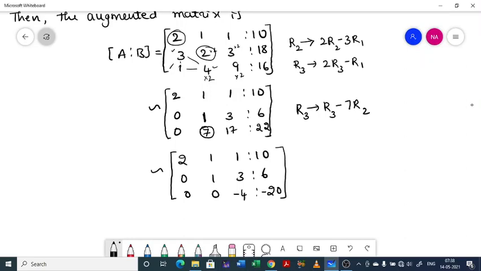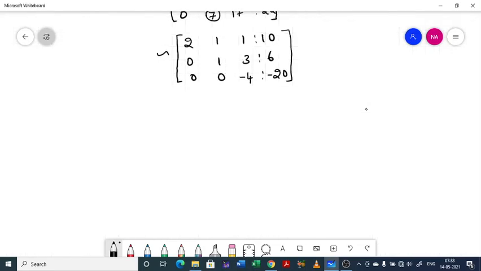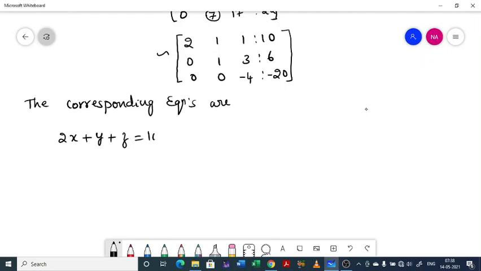So now the matrix is reduced to upper triangular form. Now from this we have to write equations, as I said already. So the corresponding equations are: first equation will not be changed, it will be as it is, 2x plus y plus z equal to 10. No issue with that.